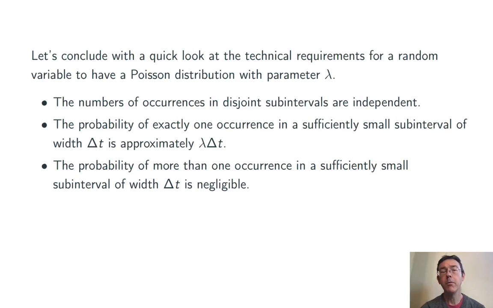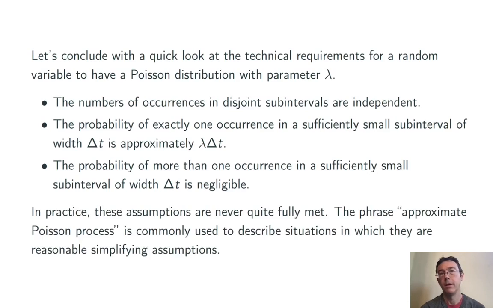Finally, the probability of more than one occurrence in a sufficiently small interval, let's say again of width delta t, should be negligible. Now, in practice, these assumptions are never quite fully met, and so you'll frequently run into the phrase approximate Poisson process when describing situations in which they are reasonable simplifying assumptions.